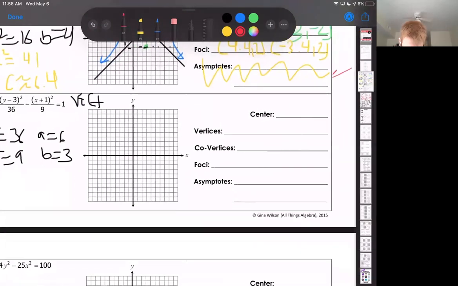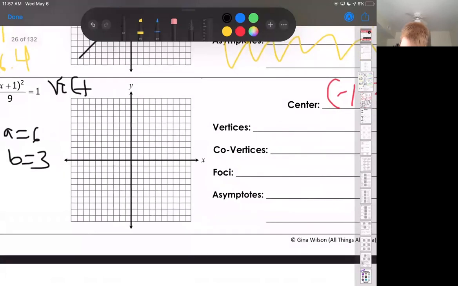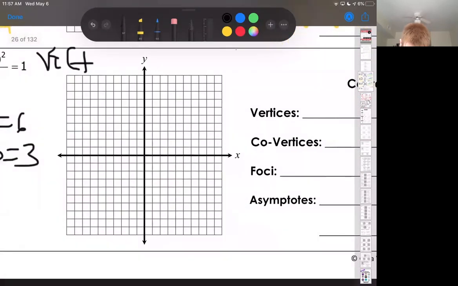Be careful, like I said earlier, your center. You might be tempted to write, oh, I think it's 3, -1, but remember, you always have to do the x part first, and then the y part, so it would actually be -1, 3. Very easy mistake to make. I actually made it myself earlier today, so it happens. But to graph this, we'll plot our center, so -1, 3.